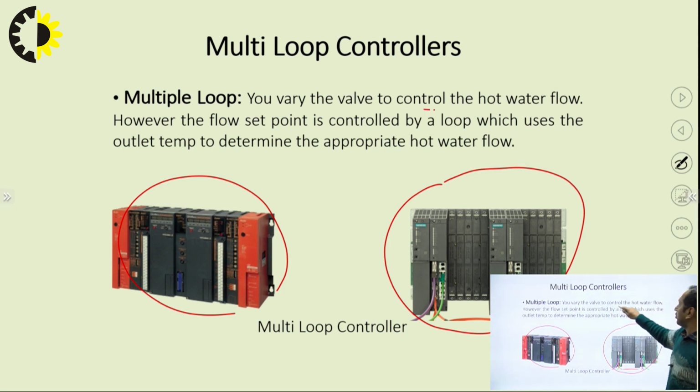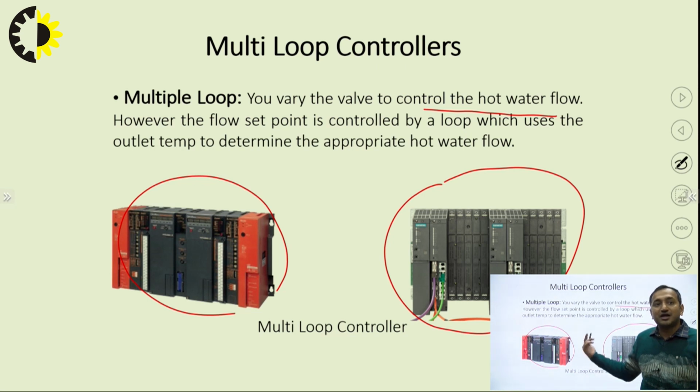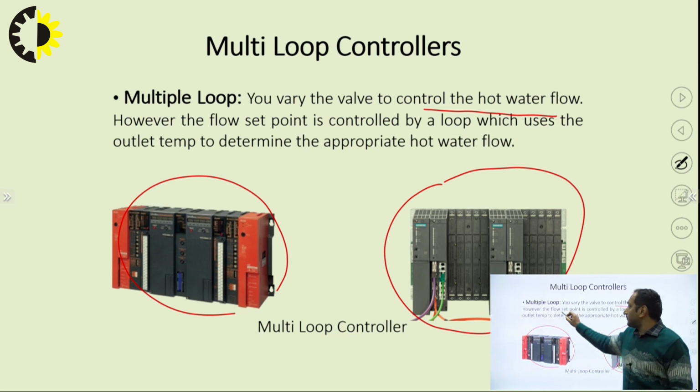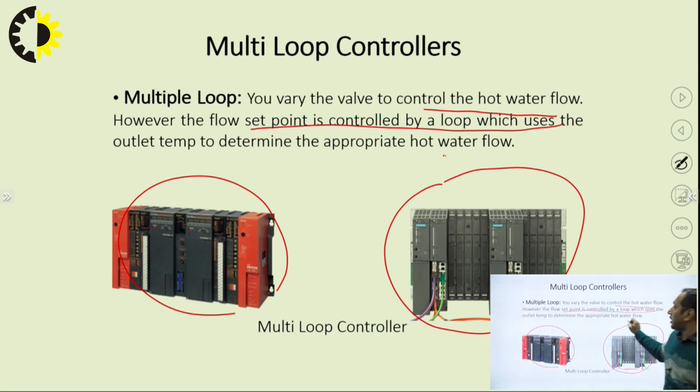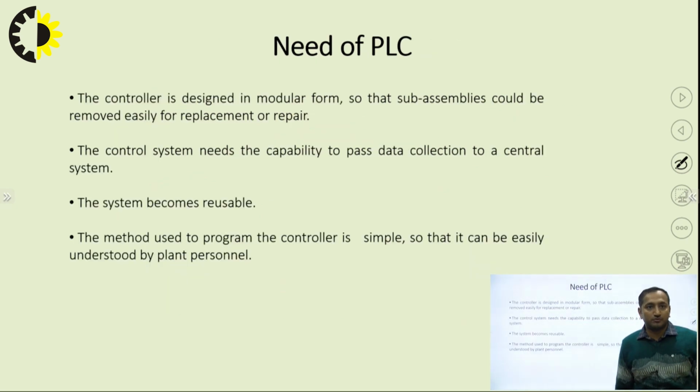You may vary the valve to control the hot water flow. So how much temperature is needed for the hot water? Suppose 18 degrees, suppose 40 degrees, 45 degrees. How much hotness is required is decided by the multi-loop controller. However, the flow set point is controlled by a loop which uses the outlet temperature to determine the appropriate hot water flow. So this is what a multi-loop controller is all about.